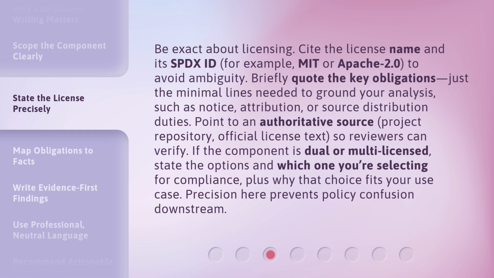Be exact about licensing. Cite the license name and its SPDX ID, for example, MIT or Apache 2.0, to avoid ambiguity. Briefly quote the key obligations. Just the minimal lines needed to ground your analysis, such as notice, attribution, or source distribution duties. Point to an authoritative source, project repository, or official license text, so reviewers can verify.